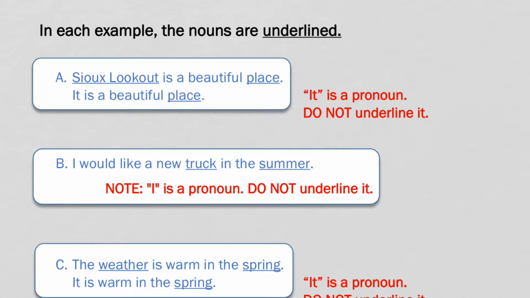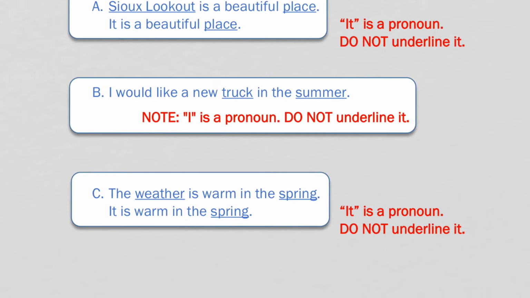Let me read this sentence. I would like a new truck in the summer. The only nouns in that sentence are truck and summer. 2 things. Remember, the word I is a pronoun. Do not underline it. It's not the same thing as a noun.